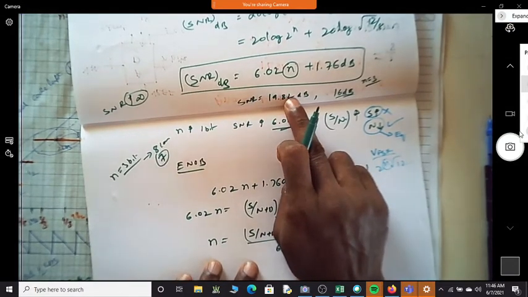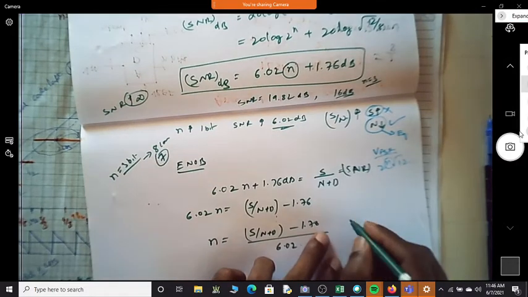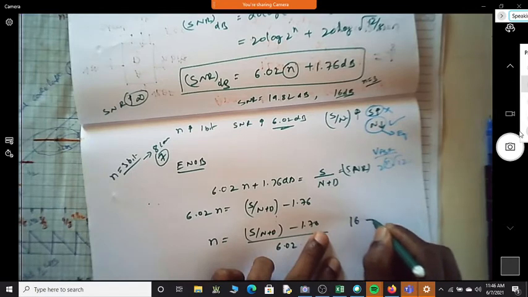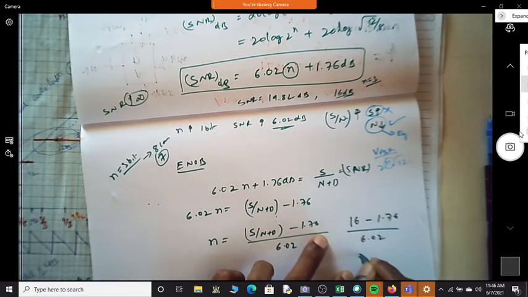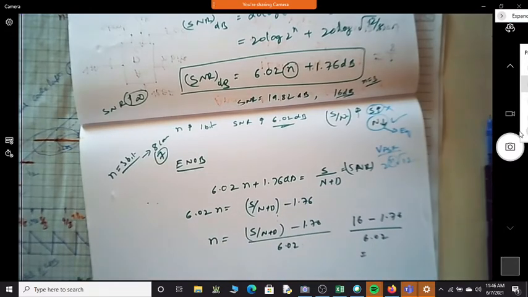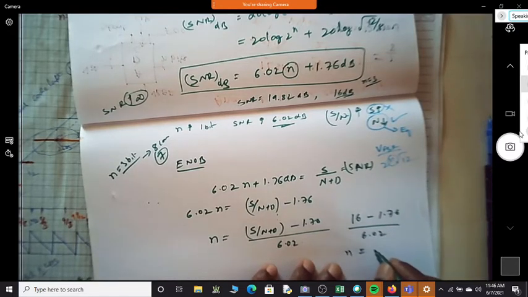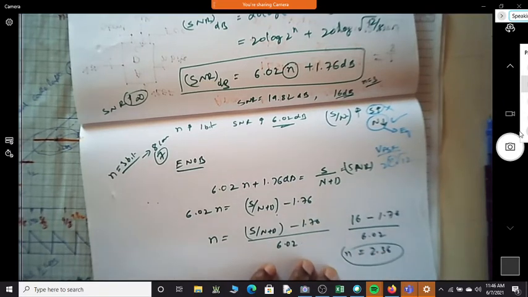It would have been this. Assume that now noise has increased. Let me say it as 16 minus 1.76 divided by 6.02. Can you give me what is the number here? 16 minus 1.76 divided by 6.02. So it's 2.36. See now, this is the effective number of bits.